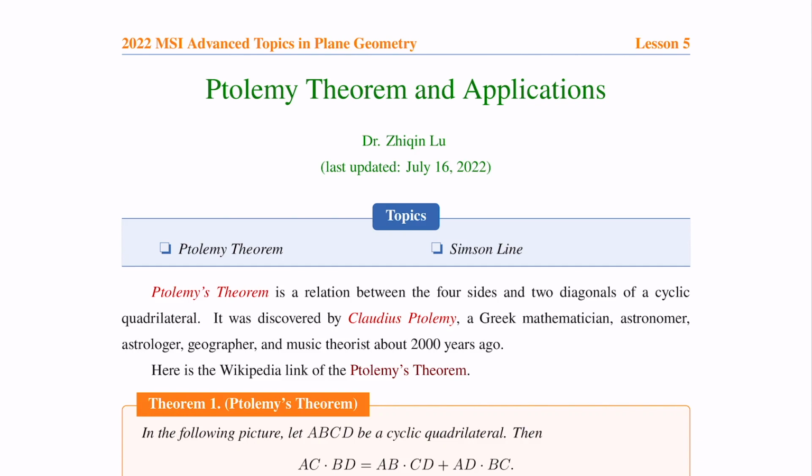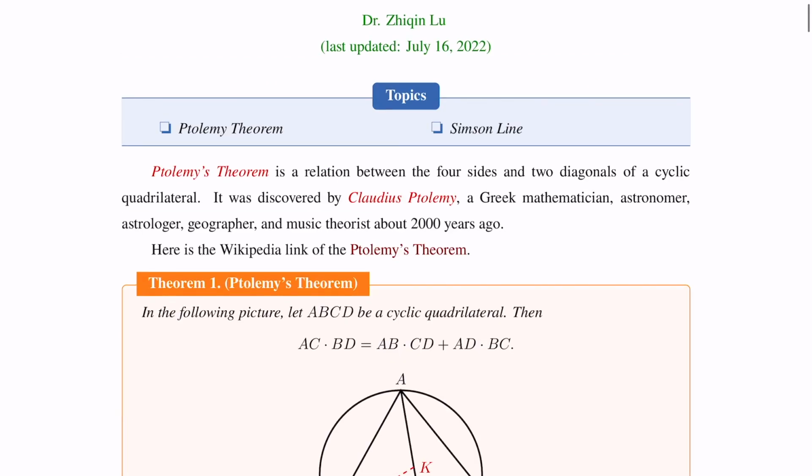Today I'm going to talk about Ptolemy Theorem and its applications. I guess most of you already know what Ptolemy Theorem is, but there are a lot of applications and interesting corollaries that are related to the AMC exam and maybe the USAMO exam. So we start with a brief introduction of Ptolemy Theorem.